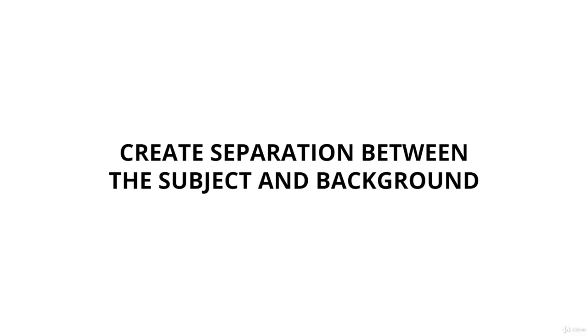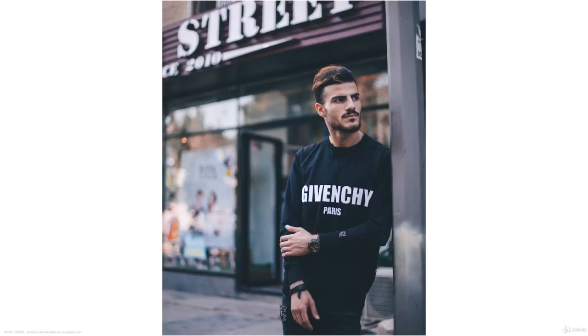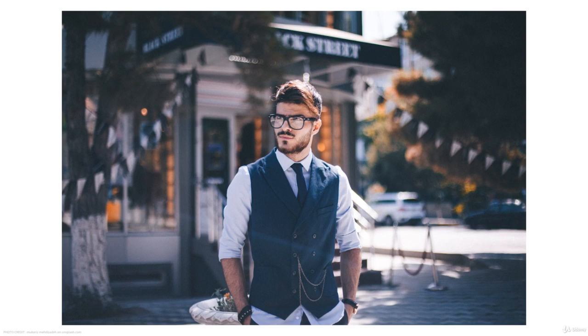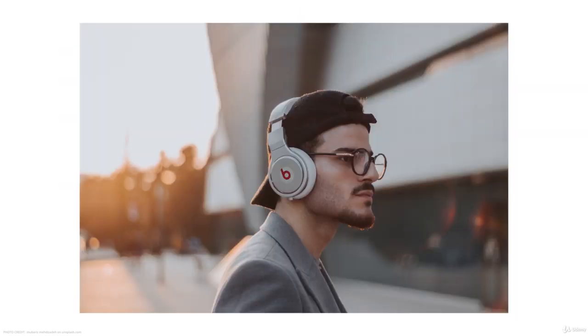Next, create separation between the subject and background with space and focus. This could mean literally having your subject walk further away from the background, or it could mean dropping your f-stop to get a blurrier background. Remember the shallow depth of field? In the section about focus and depth of field, we have specific lessons on how to get a shallow depth of field. So watch those to learn all the different ways to get that blurry background.